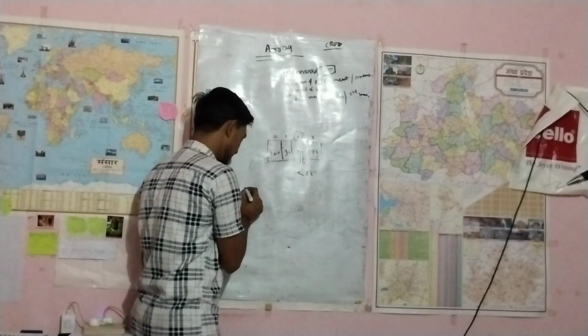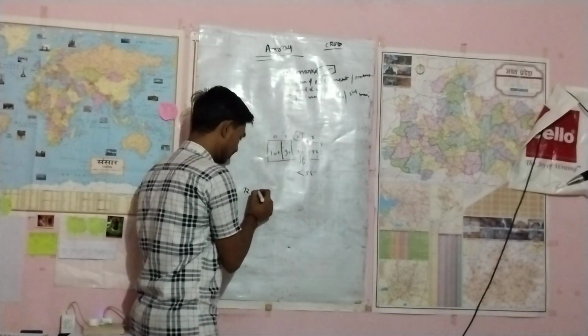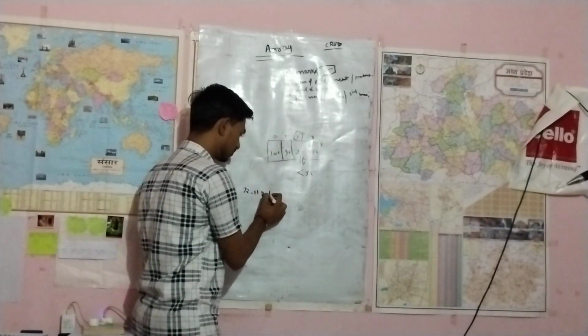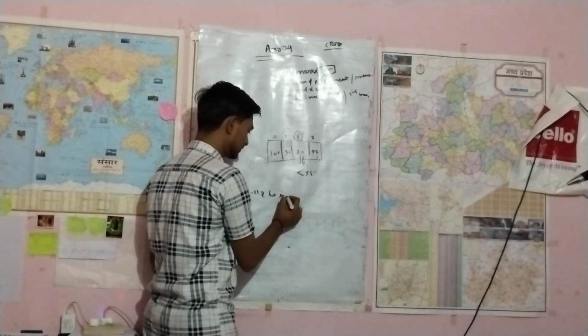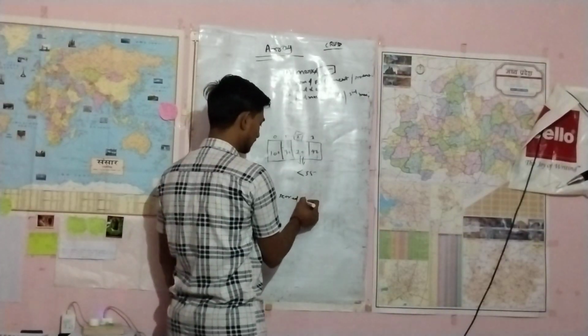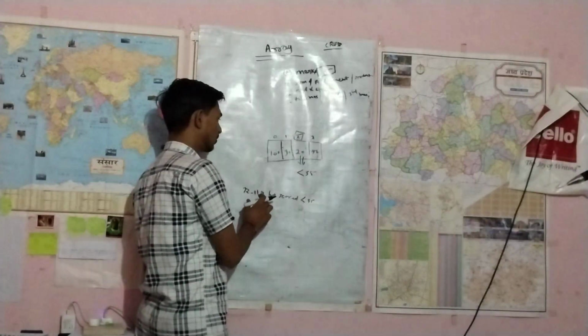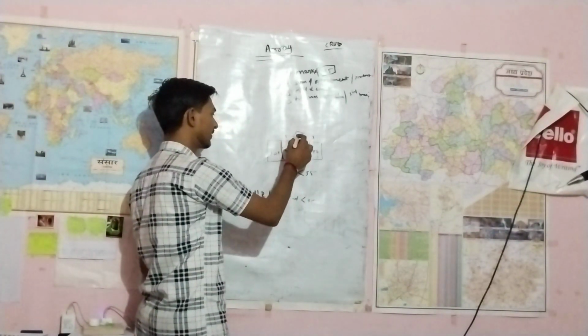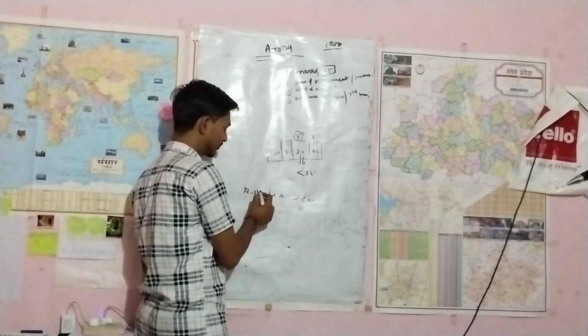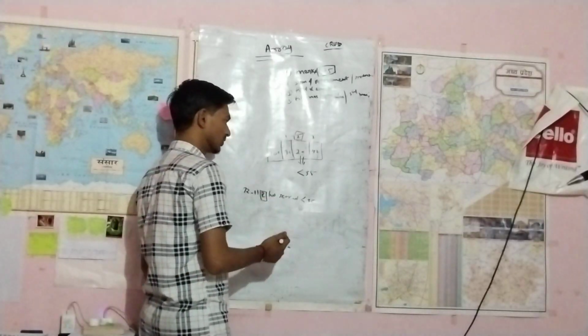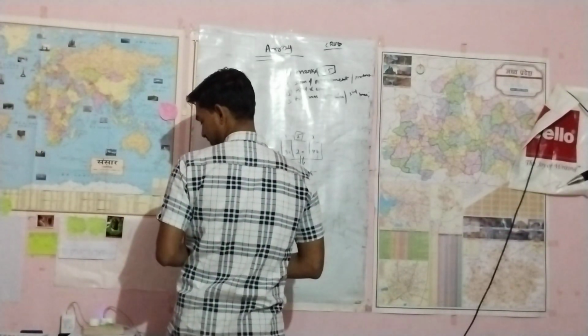It means roll number 2 has scored less than 35. You have to print this, or you can simply print 2 only. Okay, so let's see how we will do this question.